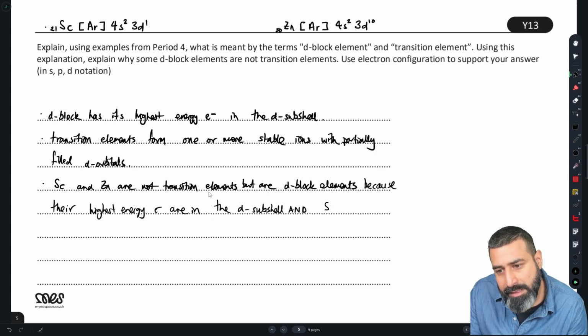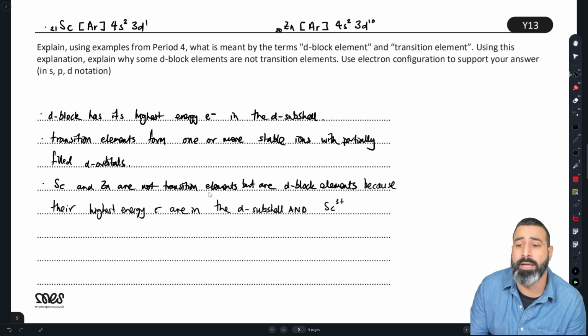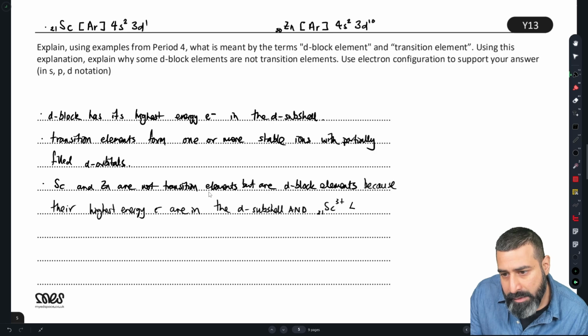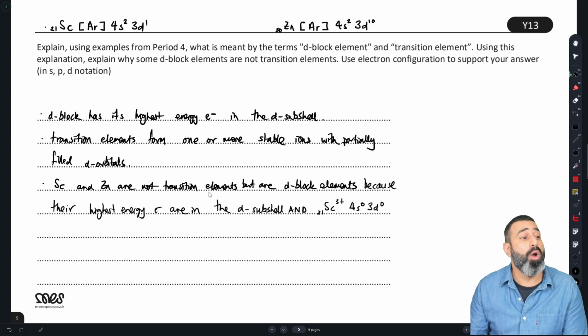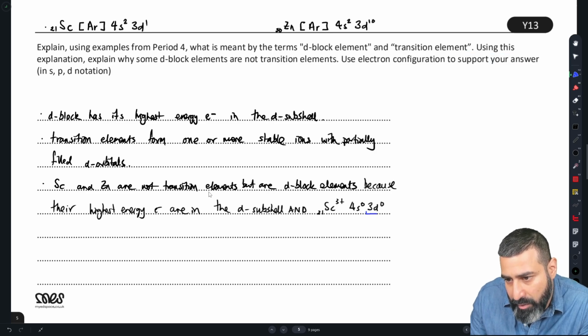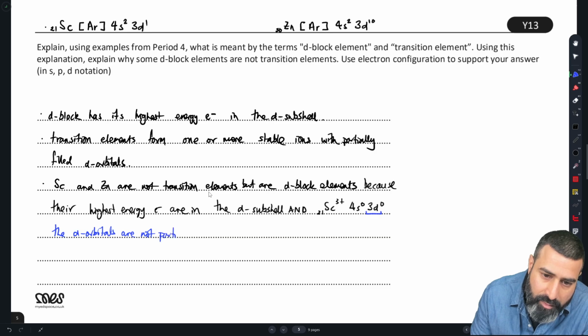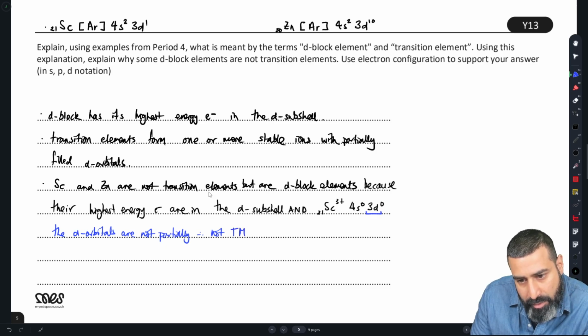And scandium 3+ has the following electron configuration. So that's a stable ion that scandium forms, has 4s0, 3d0. It has no electrons, it's not partially filled, so we can see that the d orbitals are not partially filled. So for scandium 3+, the d orbitals are not partially filled, therefore not a transition metal.